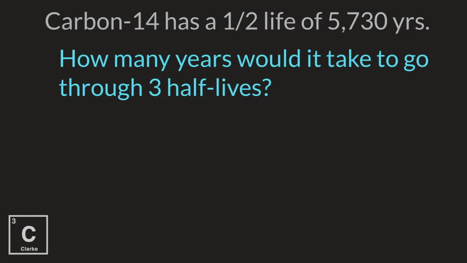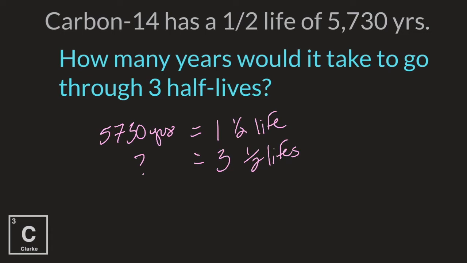Okay, so let's look at this first example. How many years would it take to go through 3 half-lives? Now, this one's probably the most basic question, especially since I already told you how much 1 half-life is. So if 1 half-life is 5,730 years, how many is 3 half-lives? We're just going to multiply. So I'm going to go ahead and put that in my calculator. We get 17,190 years. So for carbon-14 to undergo 3 half-lives, that is going to take 17,190 years.